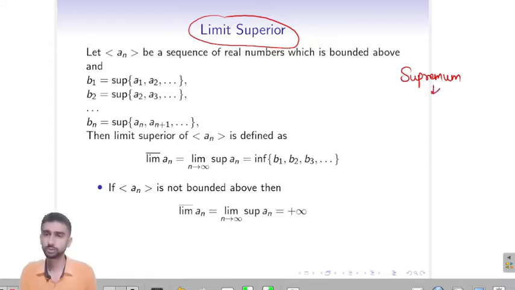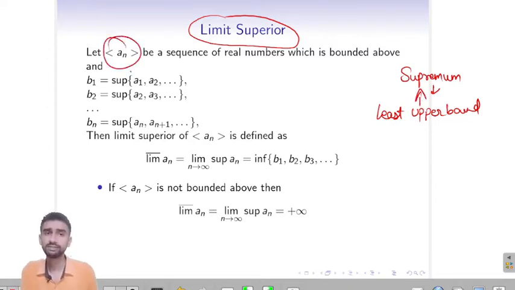Supremum, what is supremum? What we do, if I have a set, I find all the upper bounds, and out of all of these upper bounds, I always try to find the least upper bound, the upper bound which was least, and then I gave it a name as supremum. A similar thing will happen here.